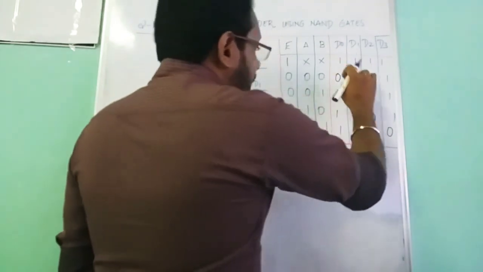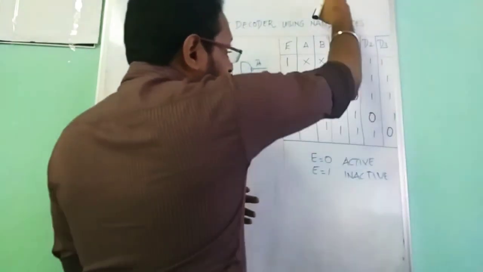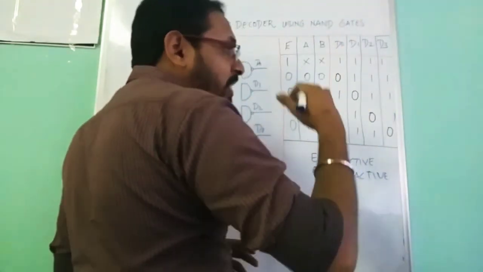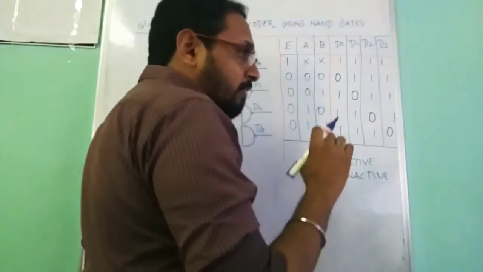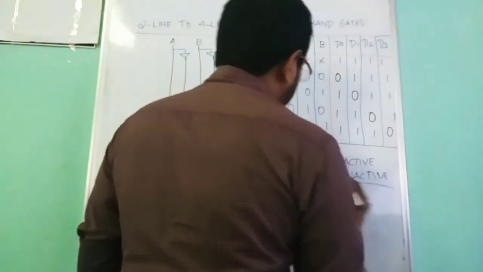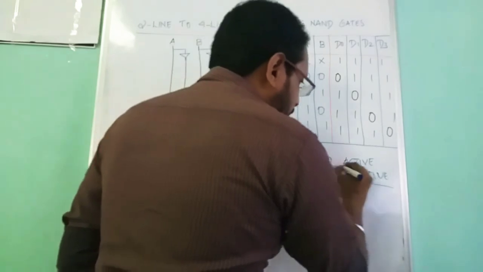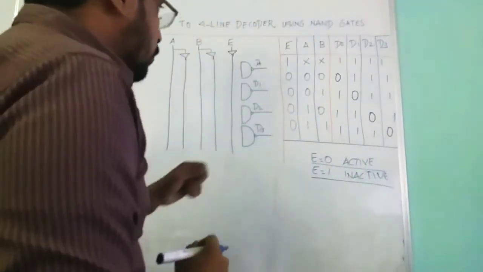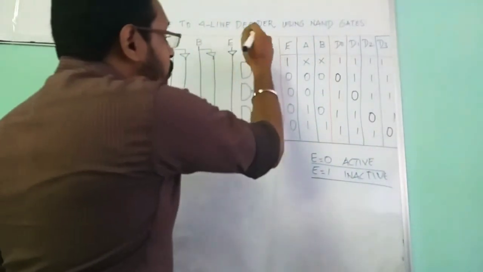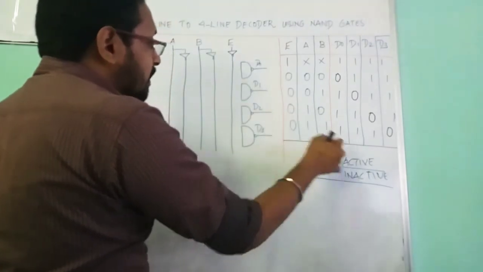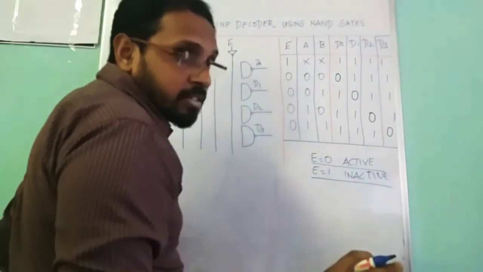So what we do is, as it's an active low case, we need to have a NAND gate, and when enable is equal to 1, we say that the system is inactive, and when enable is equal to 0, we say that the system is active. So here, don't go for conversions.